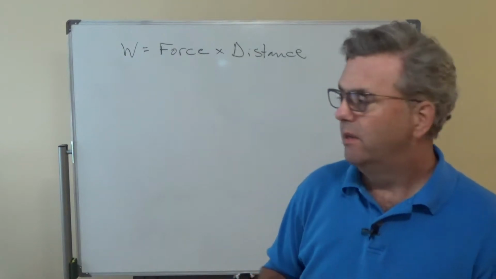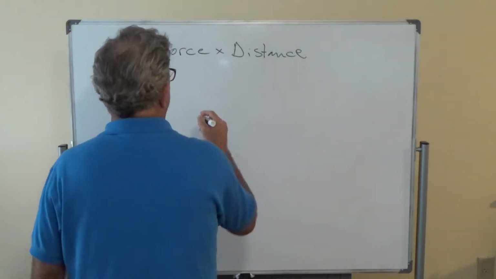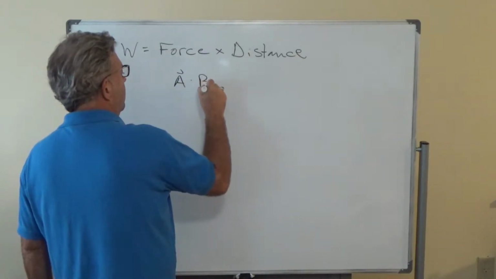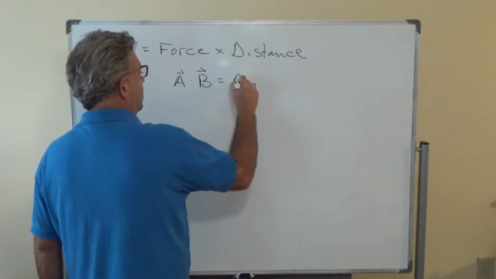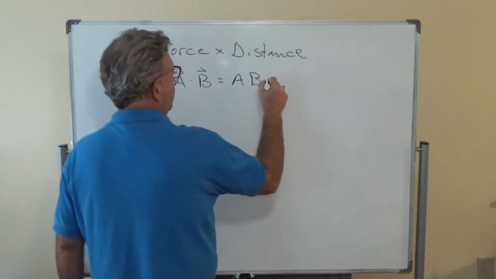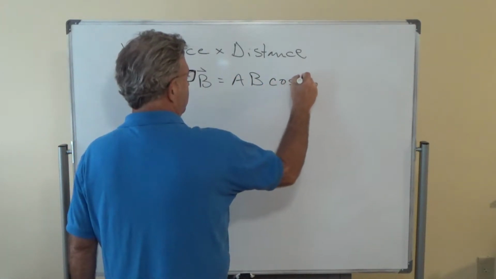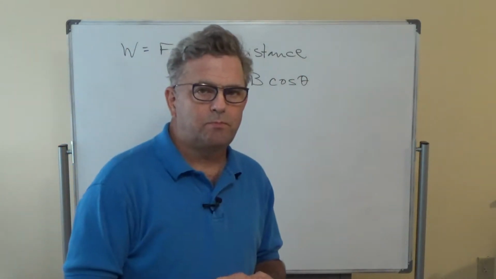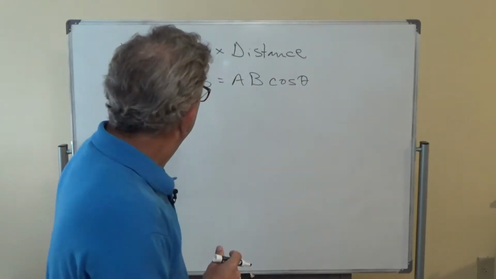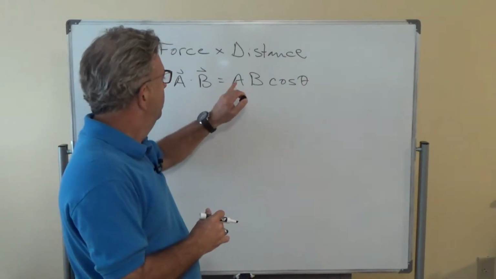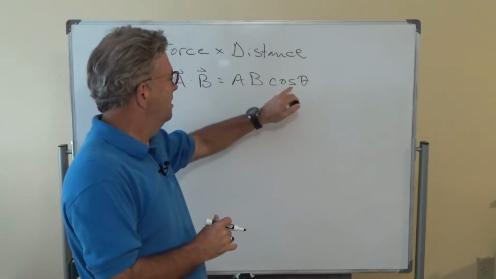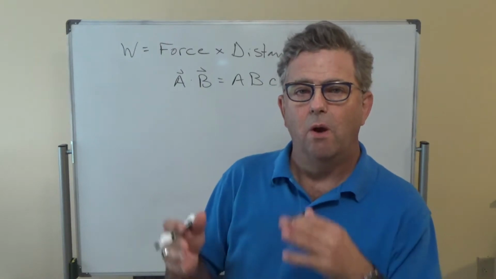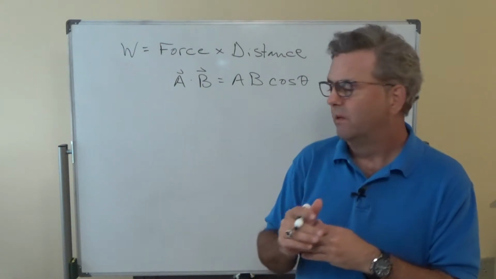dot product. So the dot product of two vectors, or the scalar product of two vectors, A dot B is equal to magnitude A, magnitude B times the cosine of the angle between the two vectors. Now, for us, this will be a force, a distance, and the angle between the two. It's the projection of that force onto the displacement.